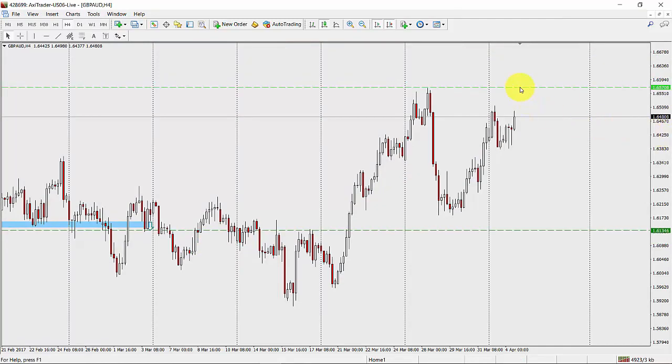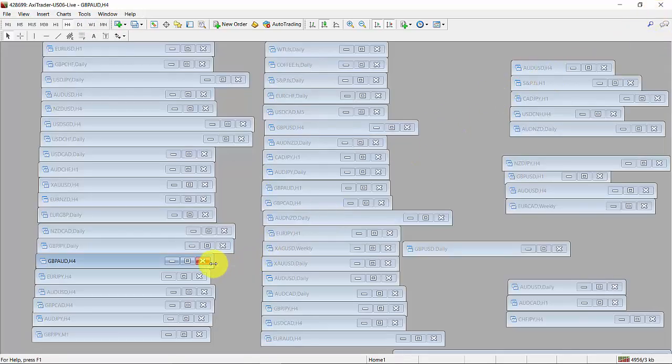Another interesting one would be if the pound Aussie were to get up here to 165.70. That could be a bearish trade, perhaps, if we get a bearish signal there. So that's another one. That's the 4-hour pound Aussie. My charts are 5 p.m. New York close. I don't use midnight GMT close. I use the other chart.